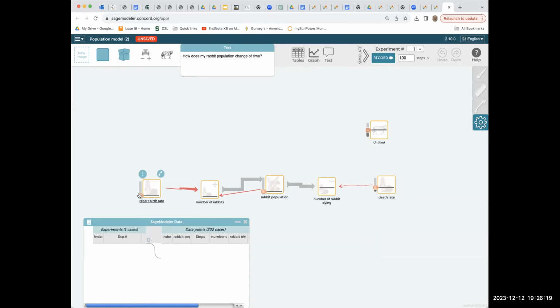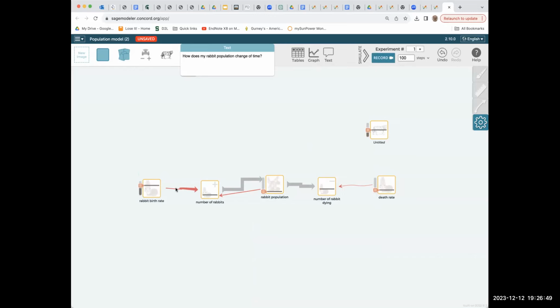Let's record. Of course, it didn't work the way I wanted it to work. Let's decrease the death rate and see what happens. Still, it's not working the way we want it to work. So we have to think about what's going on. Maybe the rabbit birth rate has to be higher because the bunnies multiply pretty quickly. And let's see what happens there. So I am getting some changes if I change my birth rate. I think if you notice.